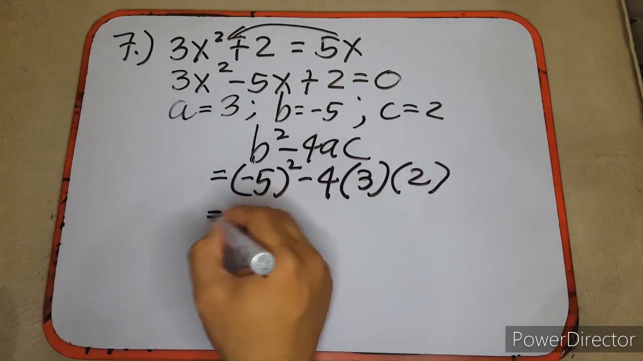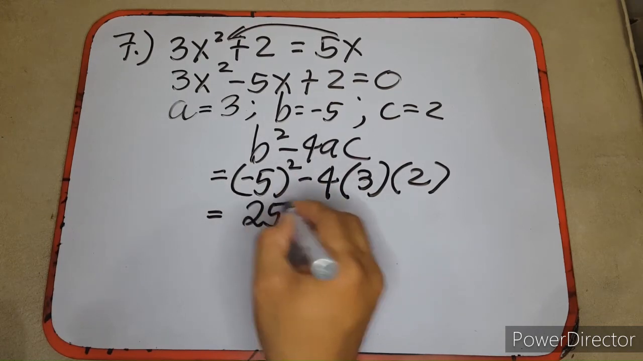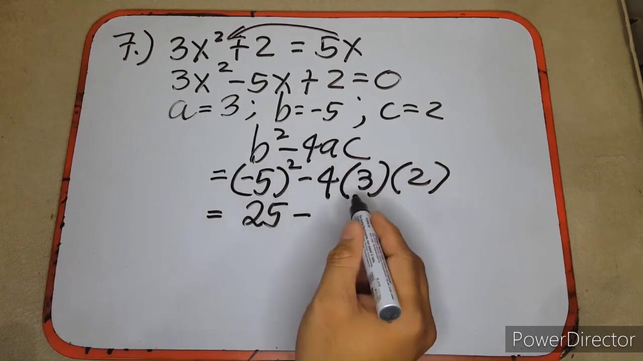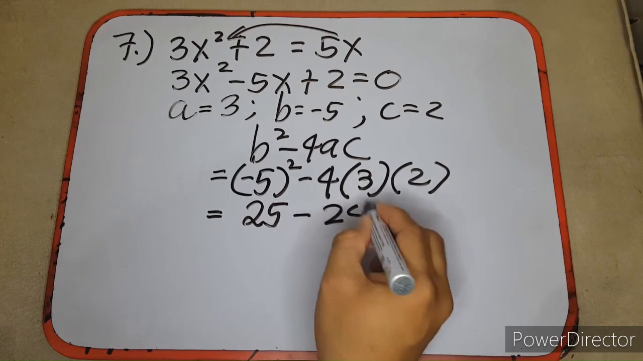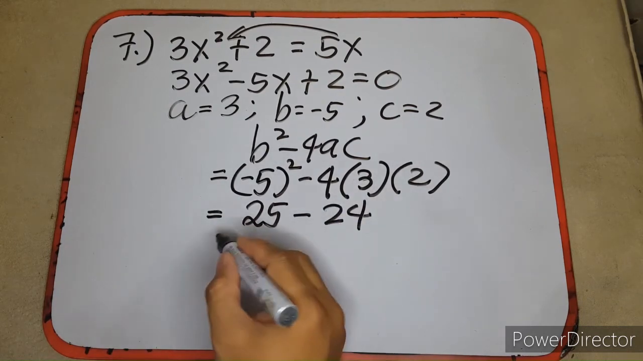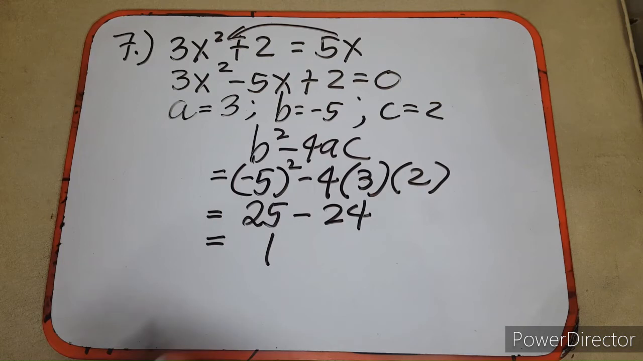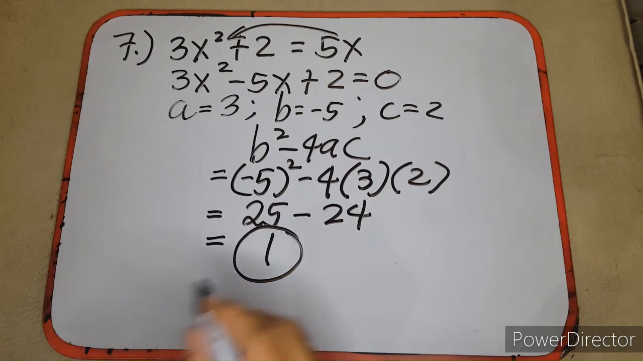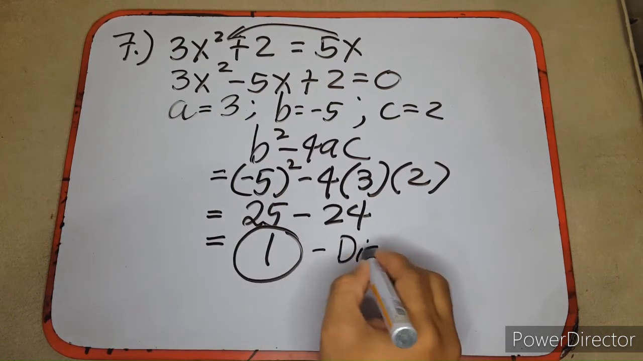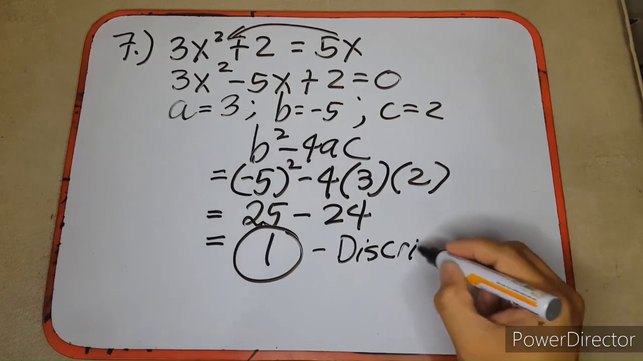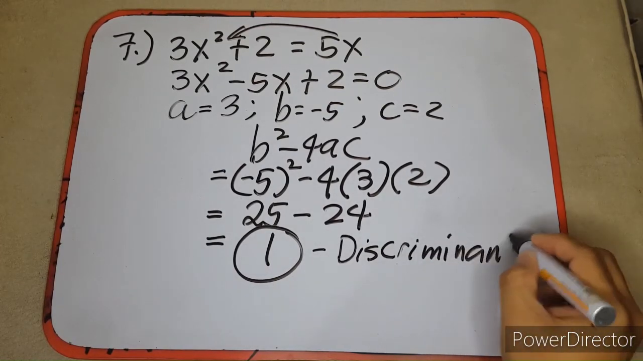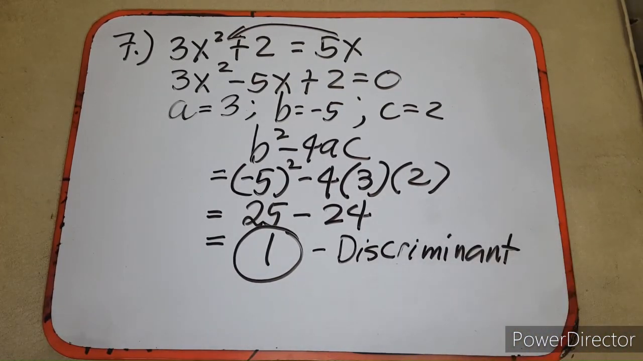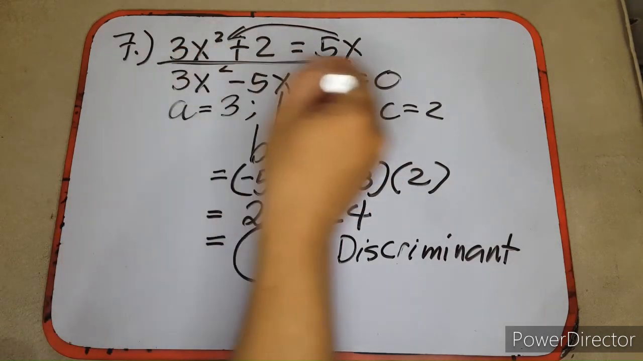Then simplify, we'll have negative 5 squared, which is equal to 25, minus 4 times 3, that's 12 times 2, which is 24. Then 25 minus 24 is equal to 1. So that 1 that we got when we evaluated that expression using the values of a, b, and c, that is what we call the discriminant. So that discriminant will help us to identify the nature of the roots of this given quadratic equation.